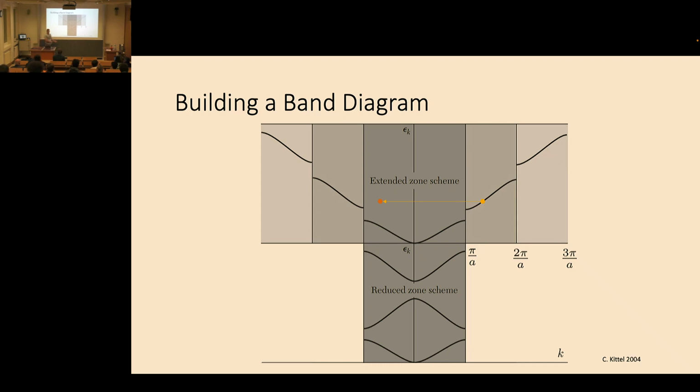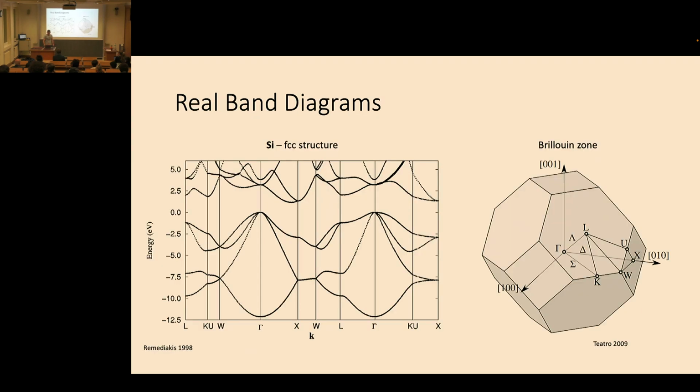Of course, this is a very simplified model in one dimension, and even though it still retains some important properties like having band gaps, if you want to move to a more real picture, we're going to need to put a lot more effort. So, how does a real band diagram look? It looks like this for silicon in this particular case. It has a face-centered cubic structure in real space, which means that its Brillouin zone is going to look like so.